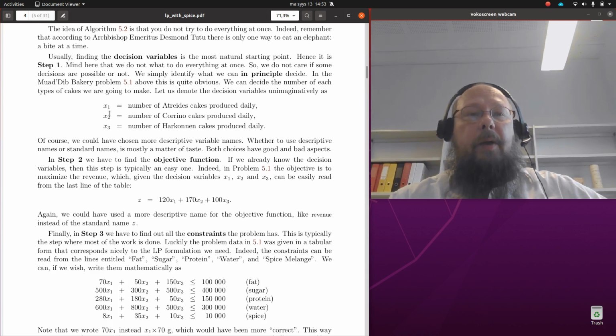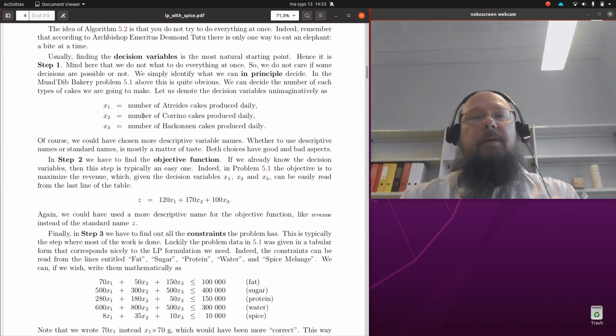And we call these decision variables x's. It's kind of standard in mathematics to call the unknown x. So this is what we want to solve. What are the decision variables? I could have, of course, used more descriptive variable names. Sometimes it's a good idea, sometimes not. In these notes I've decided to use standard non-descriptive notation almost everywhere.